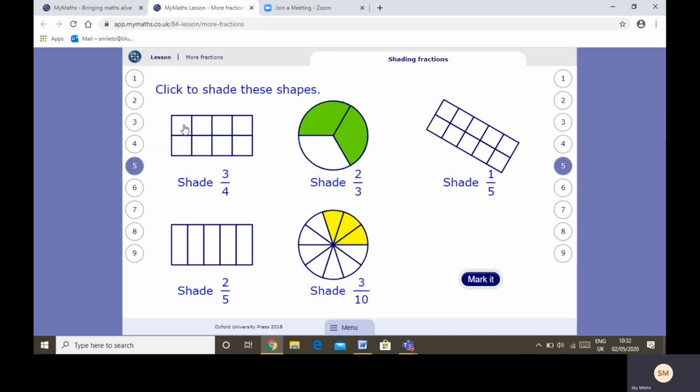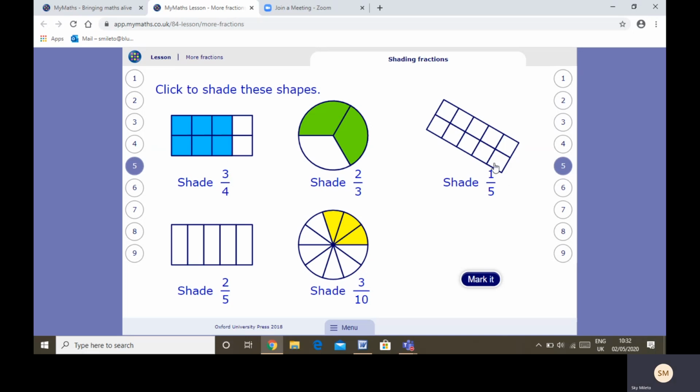I can see it's 3/4, and it's split into 1, 2, 3, 4, 5, 6, 7, 8. So the first thing I'm going to do is work out 1/4. So to work out 1/4, it would be 8 divided by 4, which is 2. So I'm going to shade in 1/4 so I remember. Now I need to do that 3 times. Shade in. So that will be 1/4, that will be 1/2, that will be 3/4.